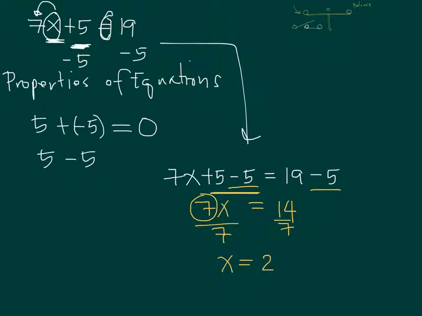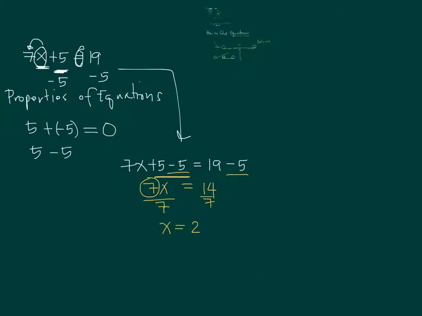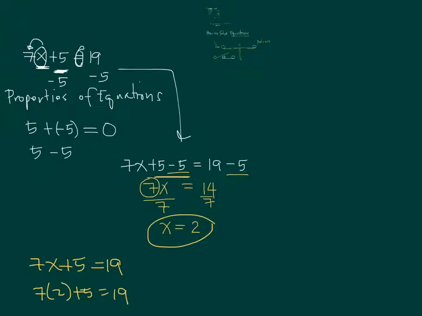So if we check, let's go back to our initial problem. 7x plus 5 is equal to 19. We said the answer is 2. So when we check, is 7 times 2 plus 5 equals 19? 7 times 2 is 14, plus 5 is 19. So that means our answer is correct. So this is the basic solving of equations.